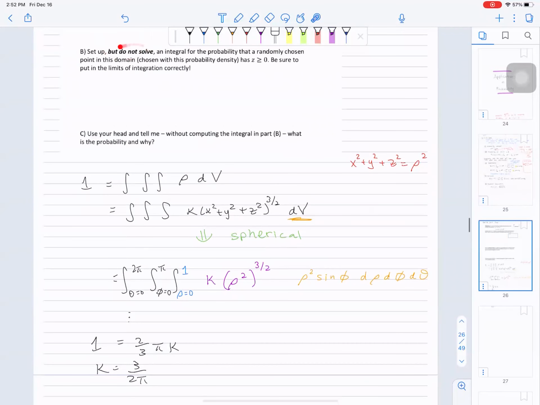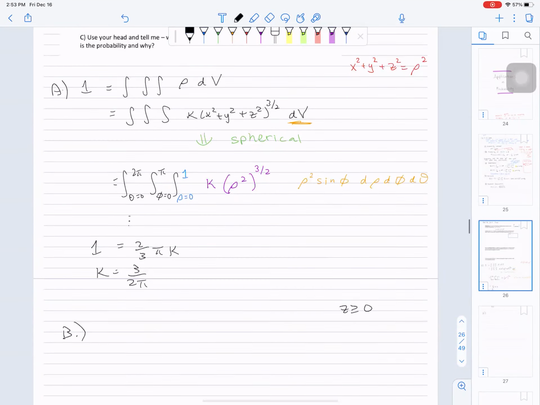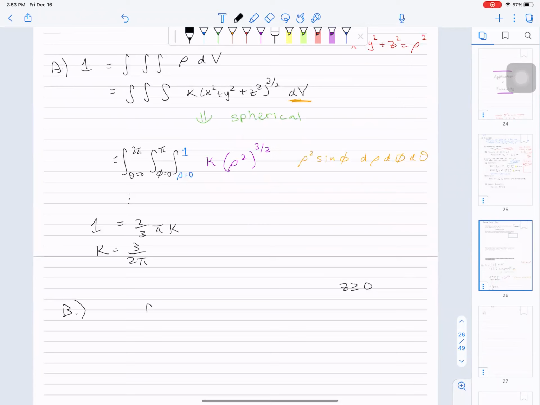Part B: set up but do not solve an integral for the probability that a randomly chosen point in this domain has z greater than 0. So what is the probability that z is greater than 0? So that was part A, this is part B. We have the same exact thing. We want the probability of z greater than or equal to 0, which is going to be a triple integral of rho dv.